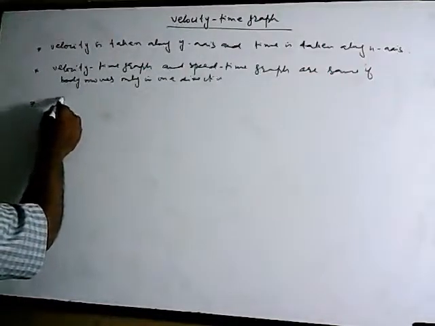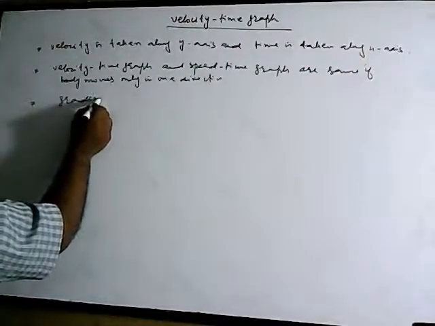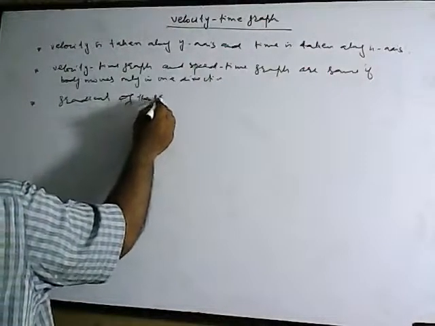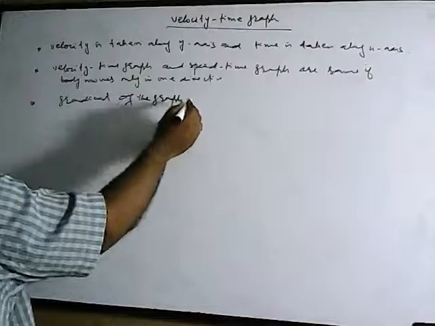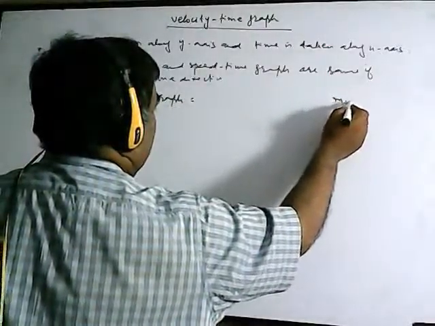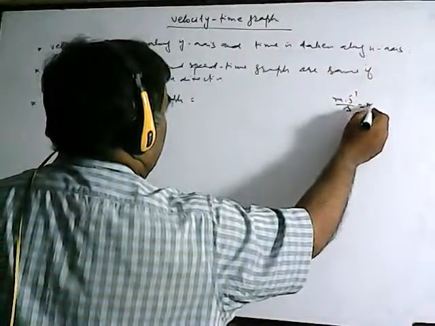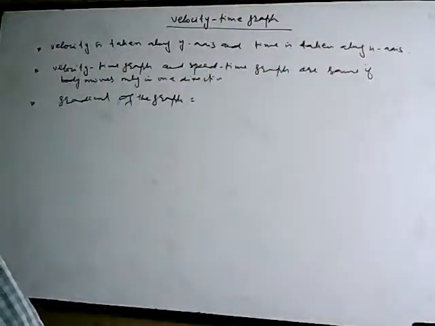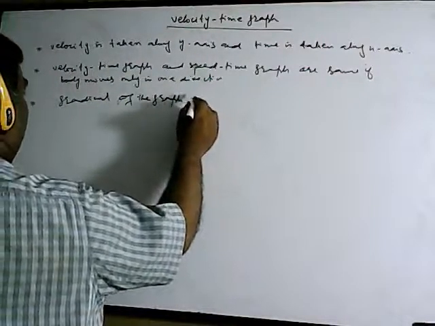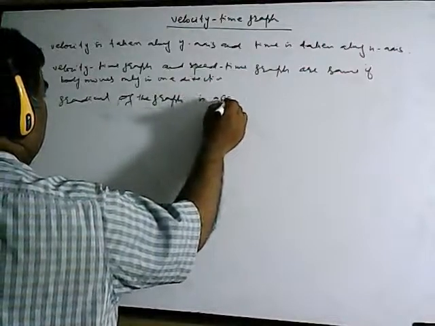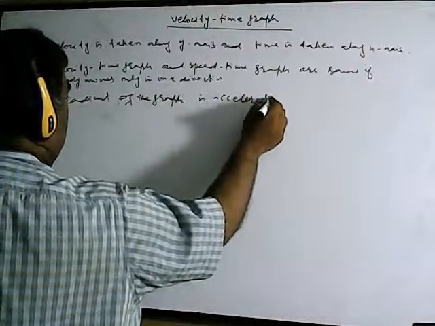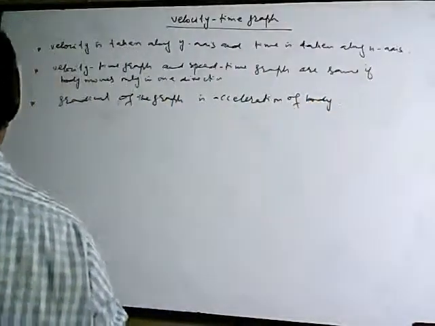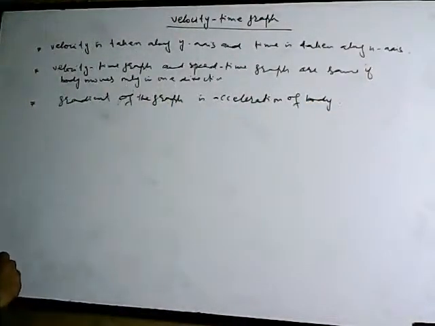So what's the gradient? You can always go for the gradient of the graph. Units along the y-axis are meter per second upon second, so it's meter per second square. Meter per second square is the unit of acceleration. So the gradient of the graph is the acceleration of the body. If the gradient is positive, it's acceleration. If the gradient is negative, it will be deceleration.